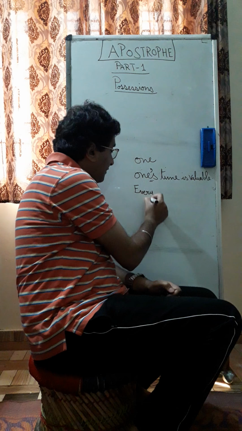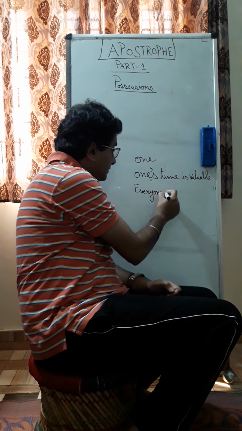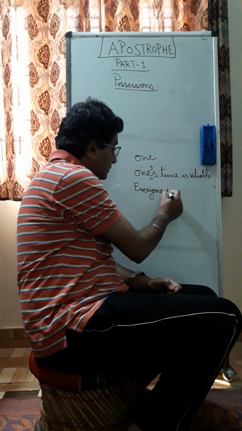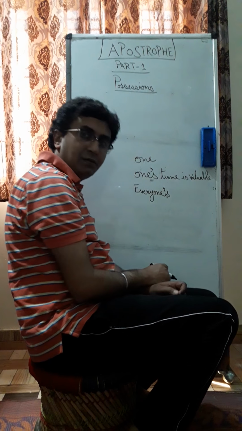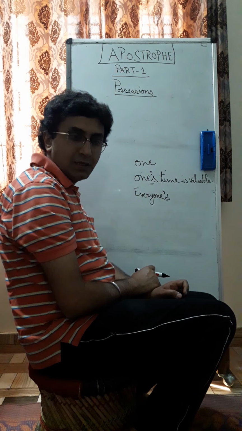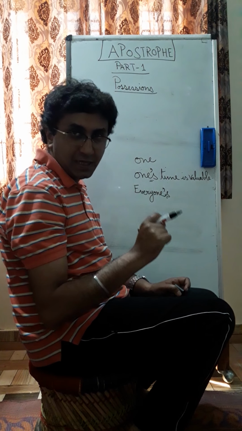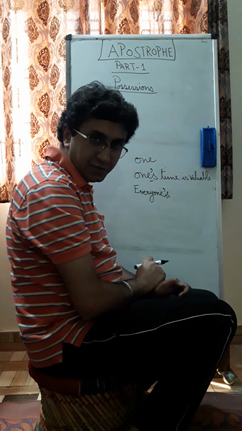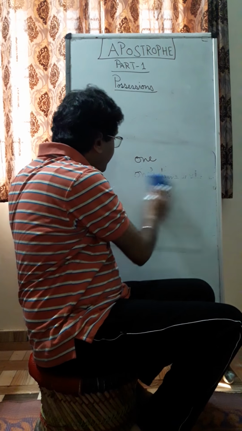right? So if I say one's time is valuable, so one apostrophe S, everyone's time is valuable, someone's time is valuable, so they will take an apostrophe. But you cannot say each one's time. So you'll say, there it will be no apostrophe. So one's time, everyone's time, right?